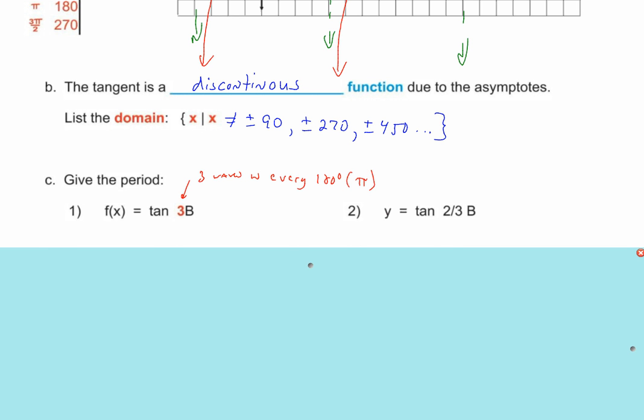So if you want a formula, the period equals, in the case of the tangent, 180 divided by the b value. Because look, if you get 3 in every 180, then the period of each wave must be 60 degrees, right? If you're going degrees, pi over 3, which is 60 degrees if you're going radians.